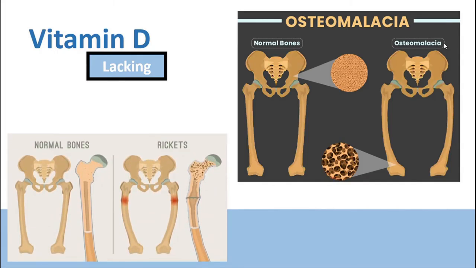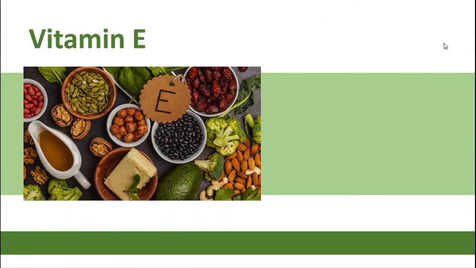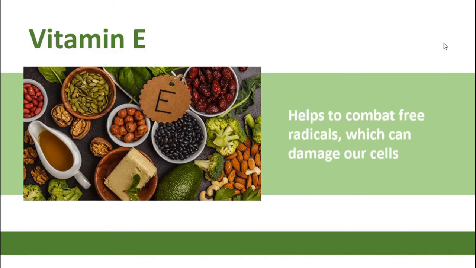Next, we will go to the final vitamin, vitamin E. There are many sources such as avocado, nuts, mango, oils, and dark green vegetables. Vitamin E can help to combat free radicals, which can damage our cells.